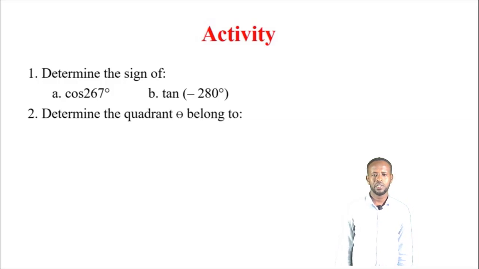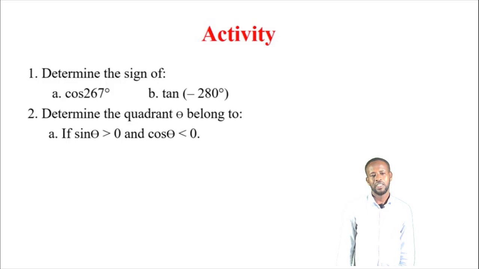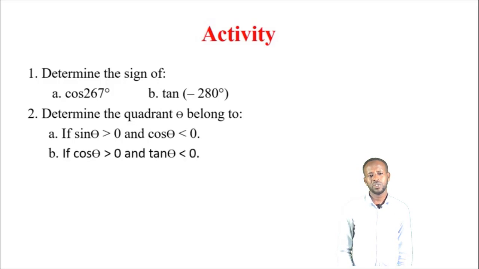Second question: determine the quadrant theta belongs to. If sine theta is greater than zero and cos theta is less than zero. In this second question, we will find the quadrant. Sine theta is positive and cos theta is negative. Which quadrant can it be? B, if cos theta is greater than zero and tan theta is less than zero. Cos theta is greater than zero, so positive, and tan theta is less than zero, so negative. Which quadrant is that?